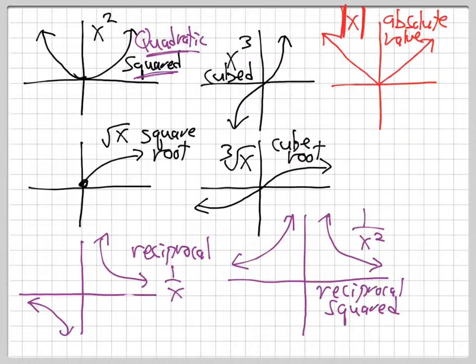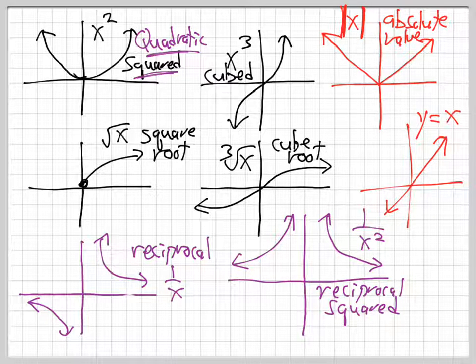So this is basically what we did in chapter 1 and 2. We did some of this. Yeah, this is getting a little more advanced. There we go. That's y equals x. That's linear.